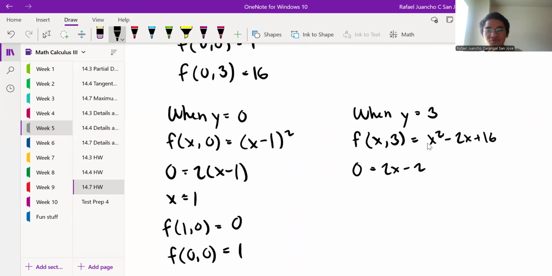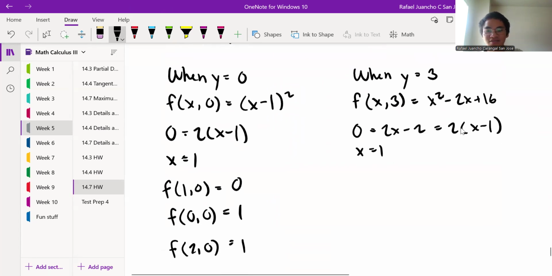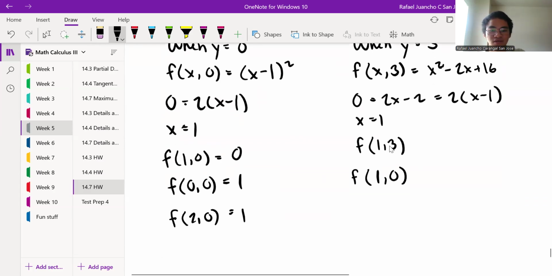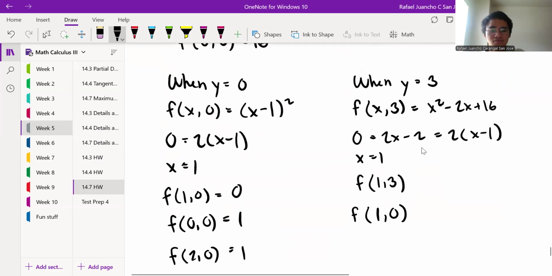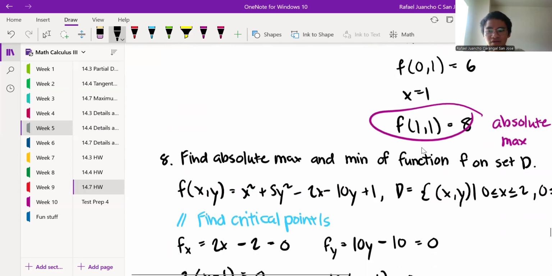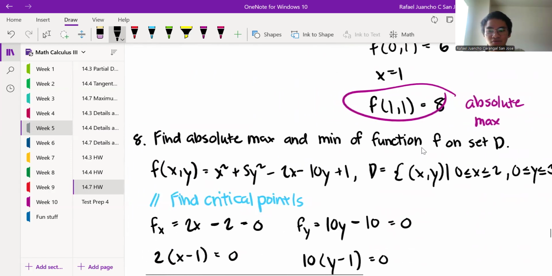2x minus 2. Done. What's this? 2 times x minus 1. X is 1, right? And so we do it again. F of when x is 1, 1, 3. When, okay, what else? Y is 3, y is 0. And what was the other one? Y is 0, y is 3.